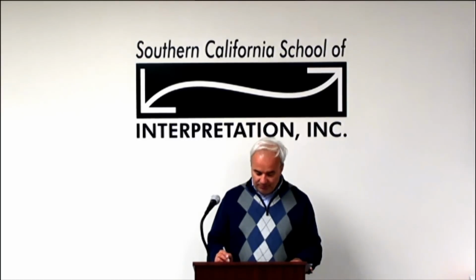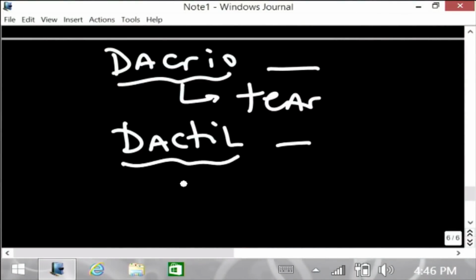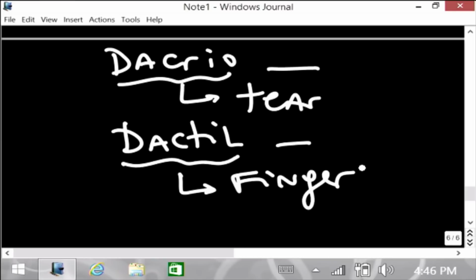But specifically, that prefix has to do with the eye. Okay, dactyl. This refers to the finger. Dactiloscopía, right? And huellas dactilares, for example, refers to the fingers.